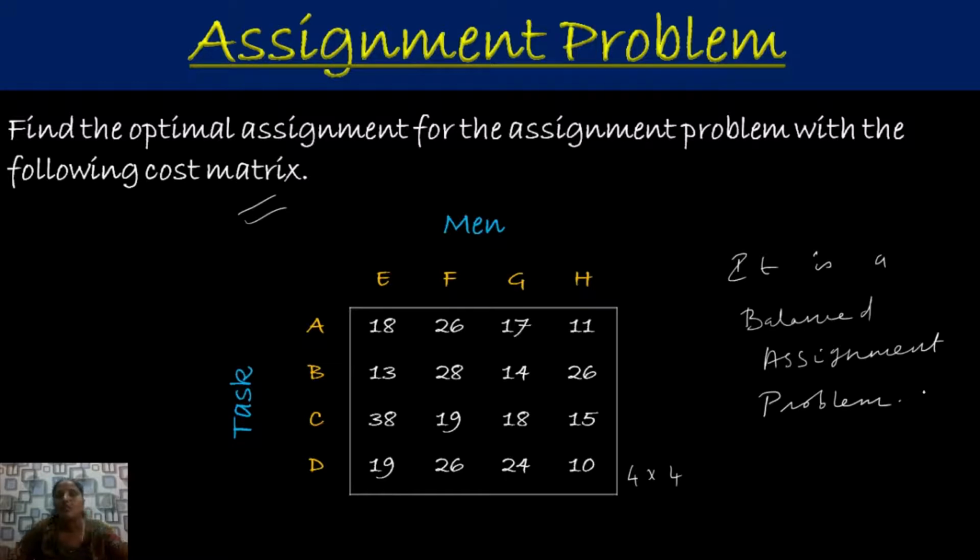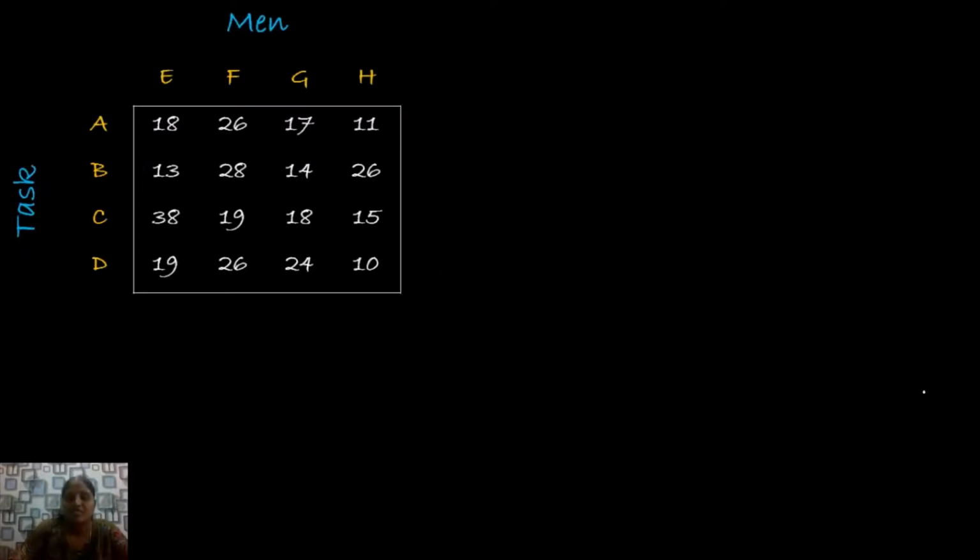Now we move on to the first step of the Hungarian method. In the first step, we have to check whether each row and each column has at least one zero. If not, we choose the minimum element from each row and column and subtract it from the remaining row and column elements. This is the procedure we follow as step 1. Looking at the rows and columns, none of them has a zero.